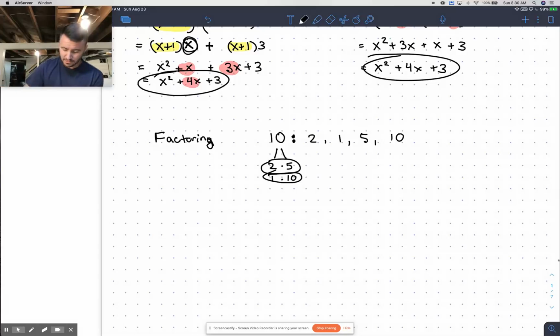But there's other things too that you may not be thinking about. Like, it gets a little tricky when you say, well, what about -1 times -10? Those are also factors. So we're not just looking for positive numbers, we're looking for negative numbers as well. And then you got it, it's also -2 times -5. So there's a lot of ways that you can factor numbers. And in the same way it's going to be for polynomials.